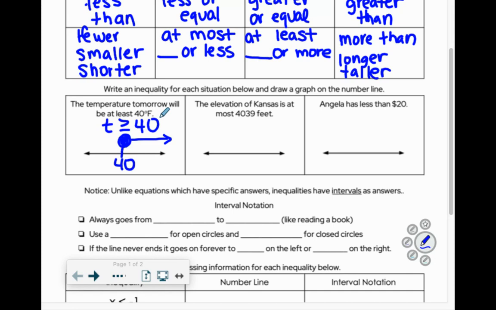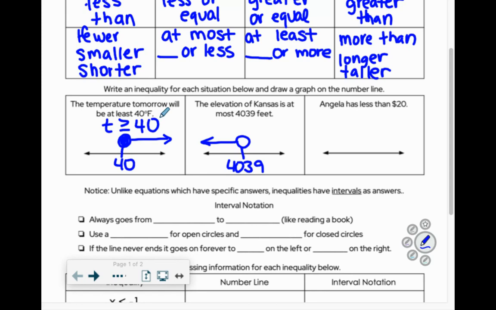Right? What about the elevation is at most 4,039? Which direction are we going to go here? You can look back at your table if you want to. Left. At most means that's the highest point, and the only place we go from there is down. Or left.